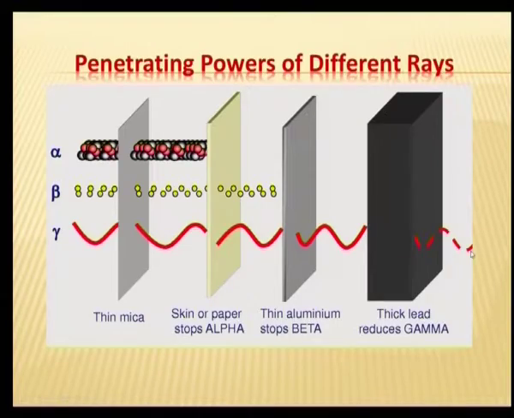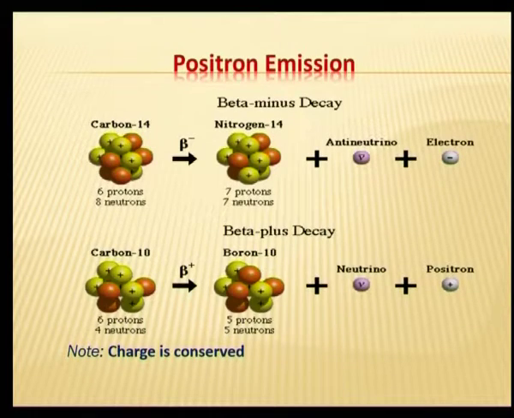Thick lead reduces gamma, it does not stop it, and it has biological and medical implications, right. You use gamma rays for very many applications. The radioisotopes for curing cancer and many other biological and medical applications are associated with gamma, and so you talk of the gamma camera and so on. Okay. We now talk about what is called positron emission.